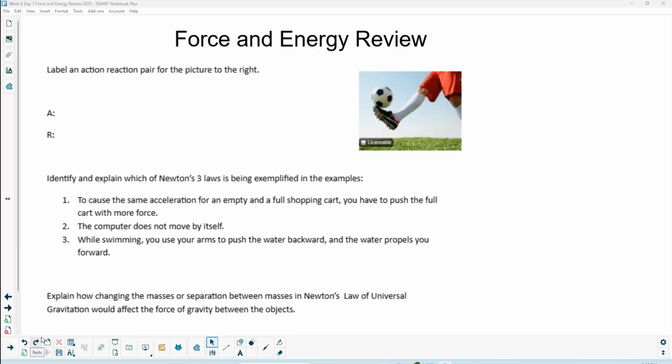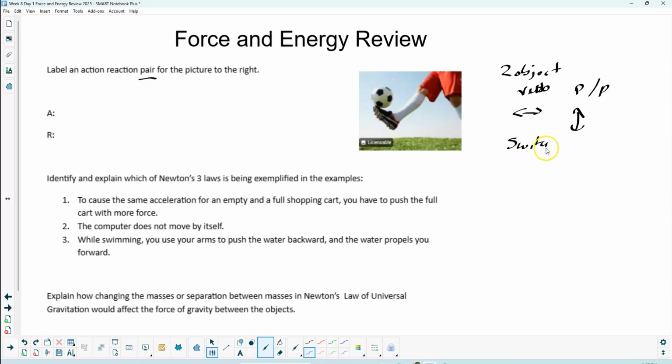Starting with the back of the first page, it begins with an action-reaction pair. It says label the action-reaction pair in the picture here. So I'm going to go ahead and start to do that. For an action-reaction pair, you need two objects, a verb, which is either pushing or pulling, and then you need directional ideas: up, down, left, right, whatever it is. So it's just switch and flip. That's the way to get this right.